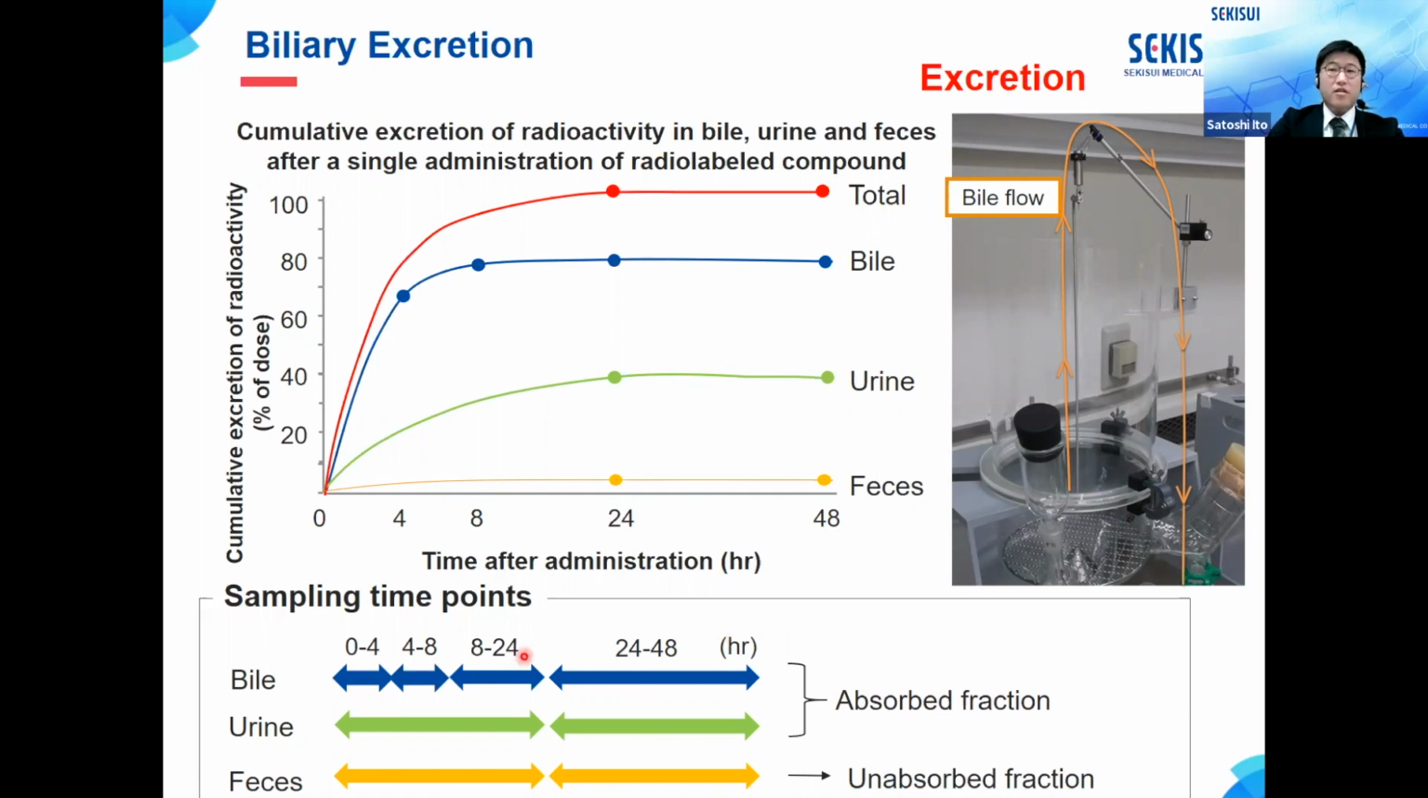The basic collection interval is every 24 hours. However, since excretion into bile is rapid, we generally collect twice on the day of the administration. The radioactivity of the samples collected is measured, and the cumulative excretion rate is calculated. The absorbed fraction is the sum of the bile and the urinary excretion rate, and the fecal excretion rate can be considered the unabsorbed fraction.